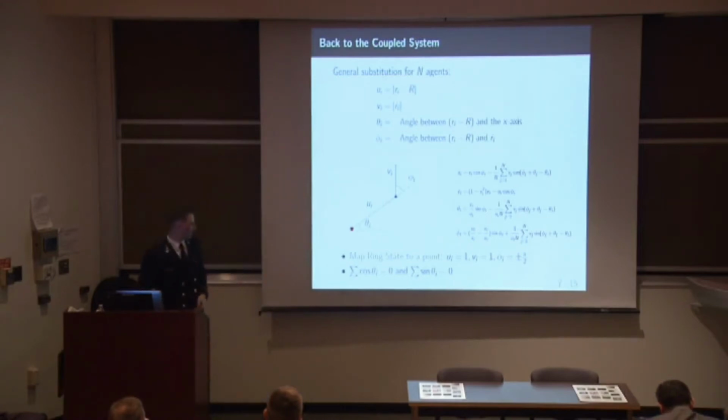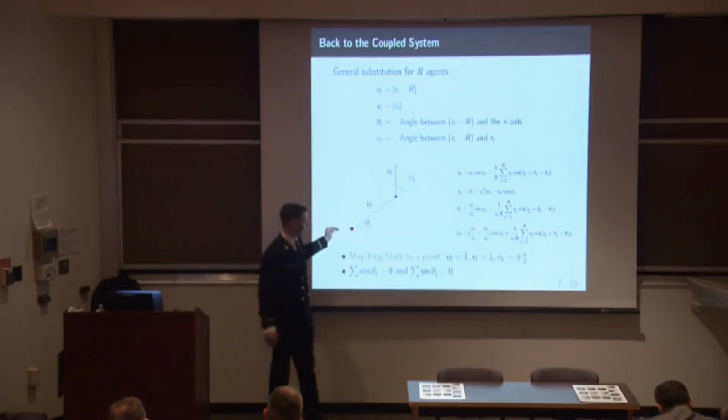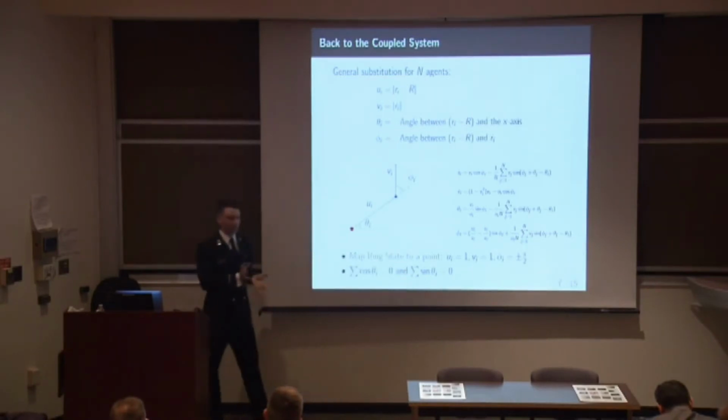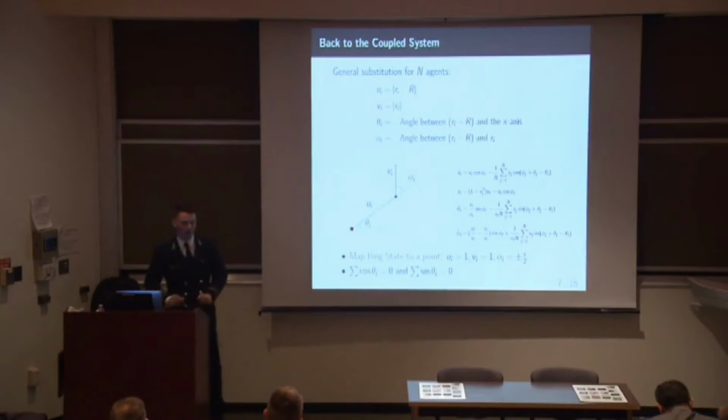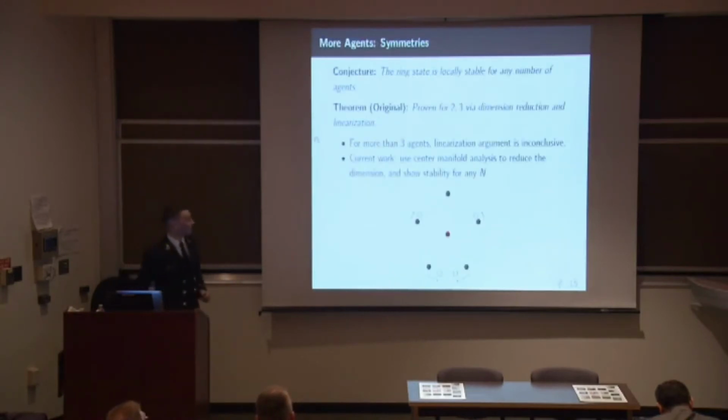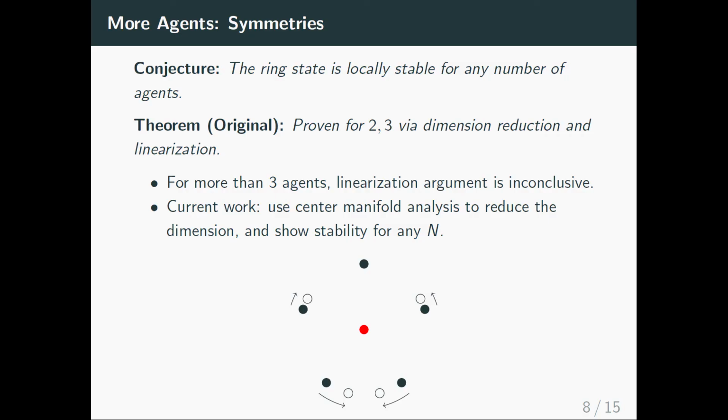We also know that the sum of all the cosines is going to be equal to 0, and the sum of all the sines is going to be equal to 0, because that guarantees that the center of mass of the system actually is the center of mass of the system. So we believe that no matter how many agents you have in the system, the ring state is locally stable. And we use that coordinate substitution with a little bit of dimension reduction to prove that this is true for 2 or 3 agents.